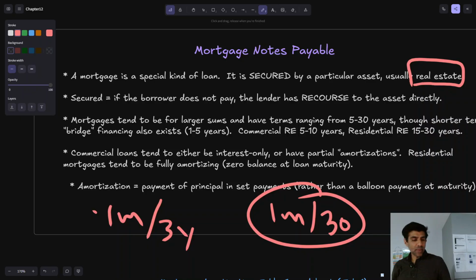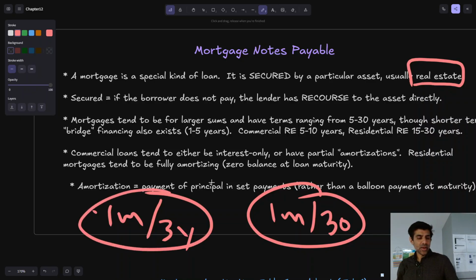Okay. So oftentimes in real estate, there's not enough cash flow from the property to fully pay off this $1 million in 3 years. So that's why there's a balloon payment, and you have to find another lender or tell the bank, "Hey, give me 3 more years," and just keep going like that.